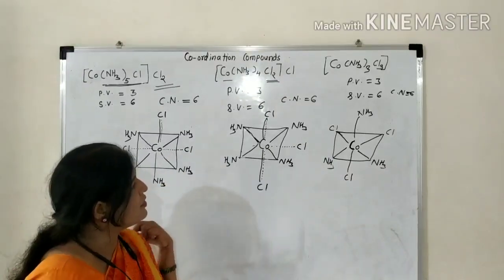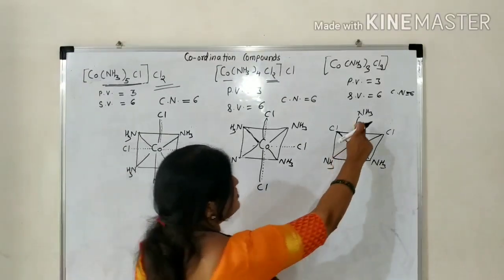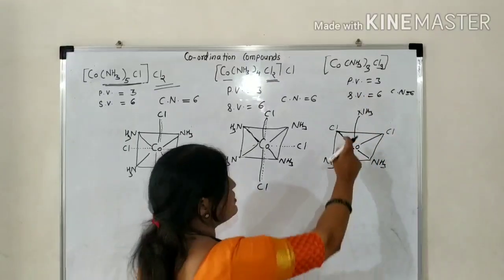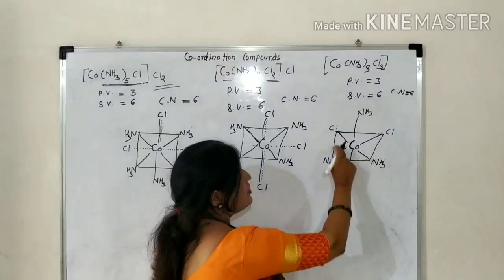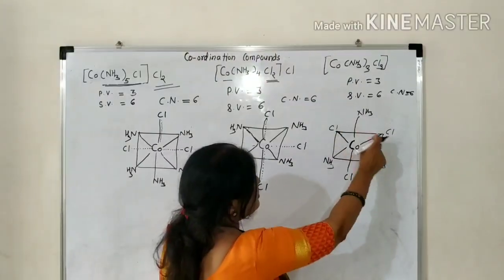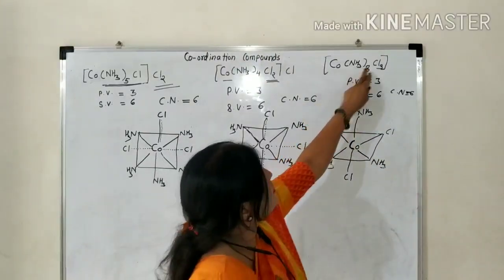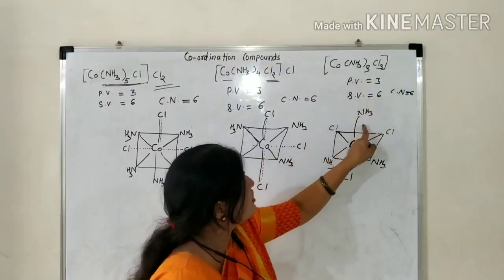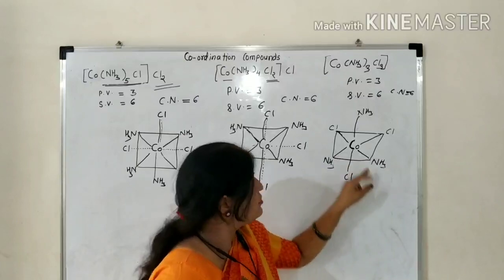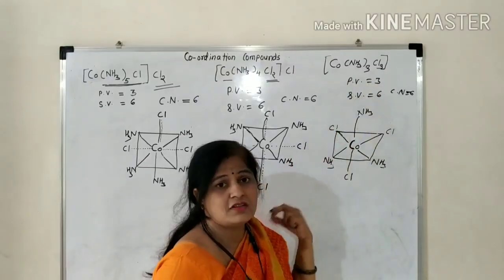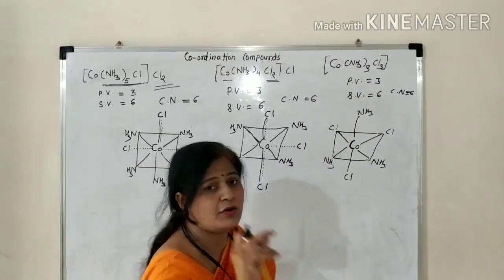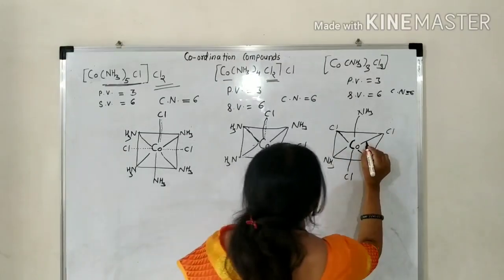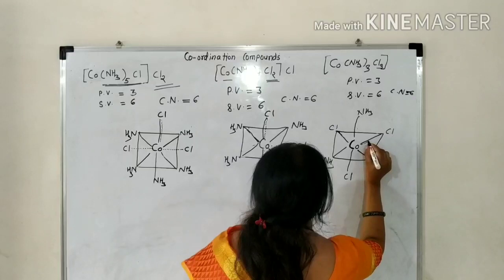Here, primary valency is 3 and secondary valency is 3. Secondary valency is represented by a dark line. This ammonia and these chlorides indicate secondary valency, and that is shown by a dark line. But its primary valency is 3 and that is denoted by a dotted line, which means these chloride ions we can show by a dotted line like this.